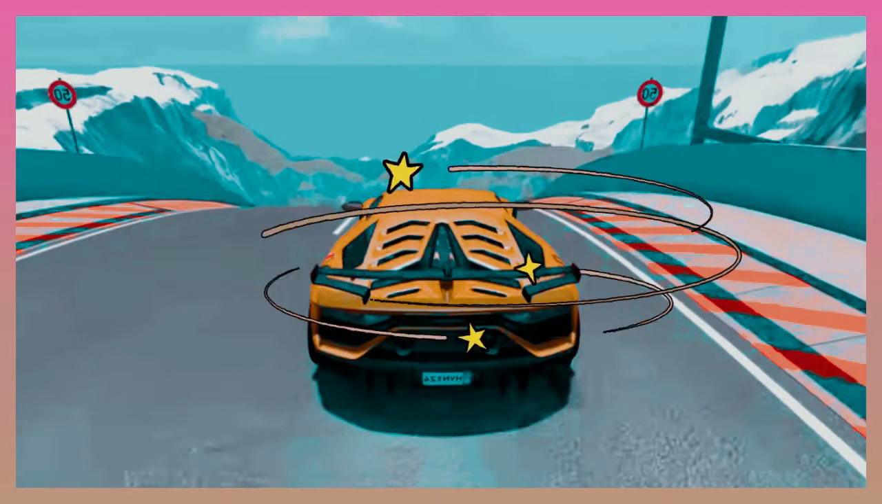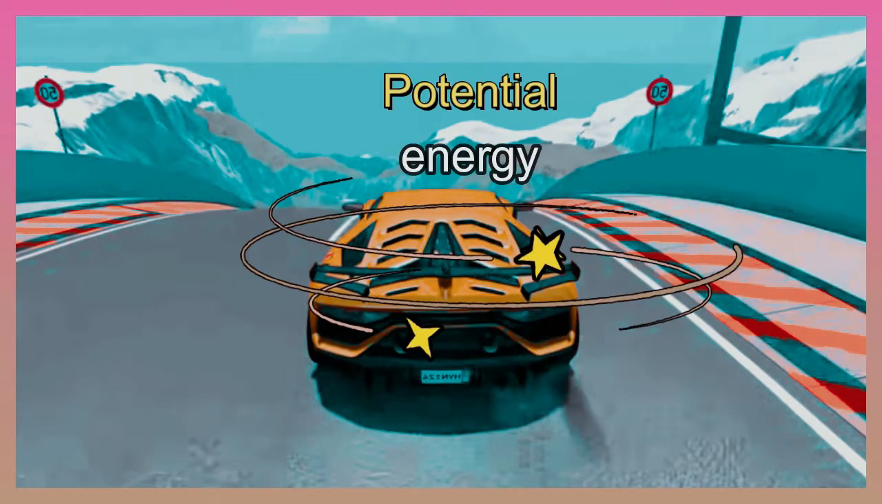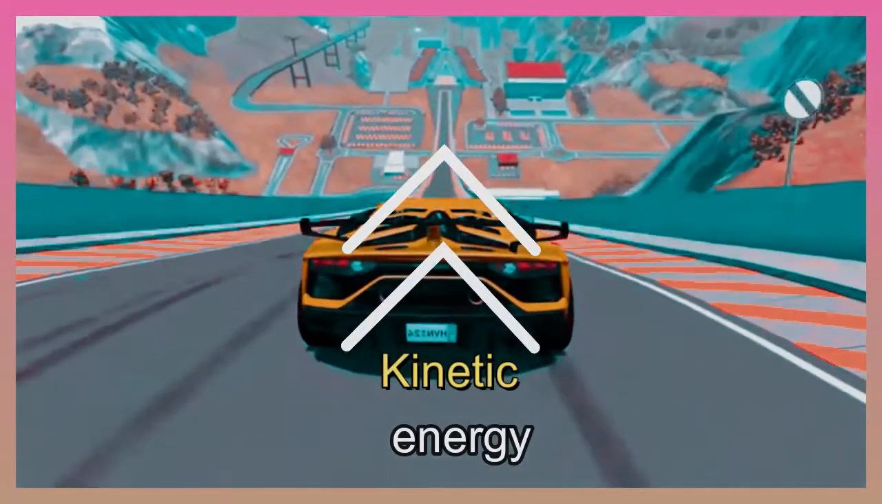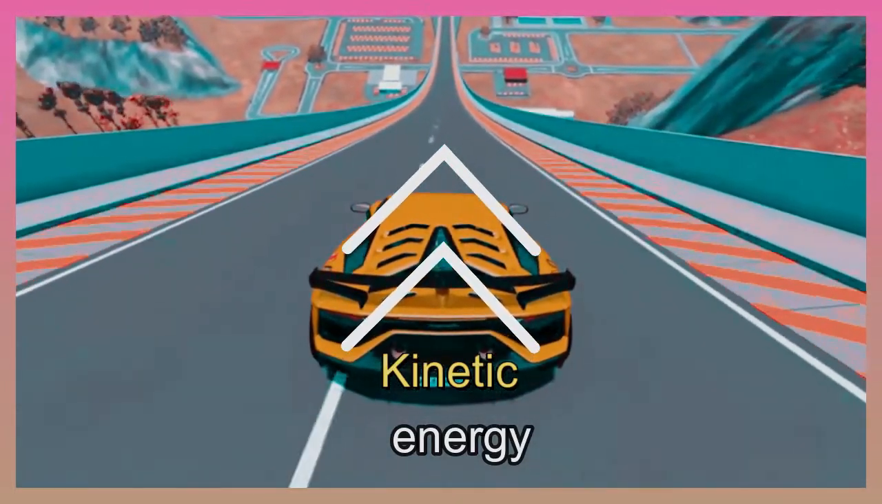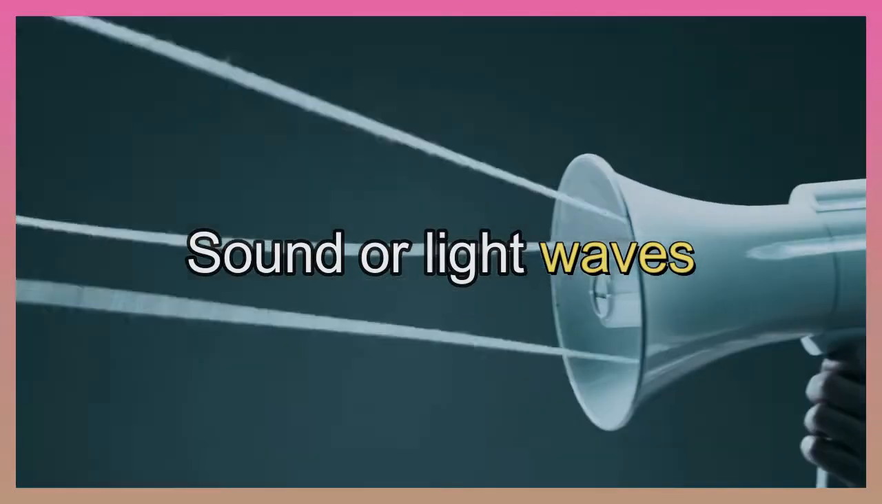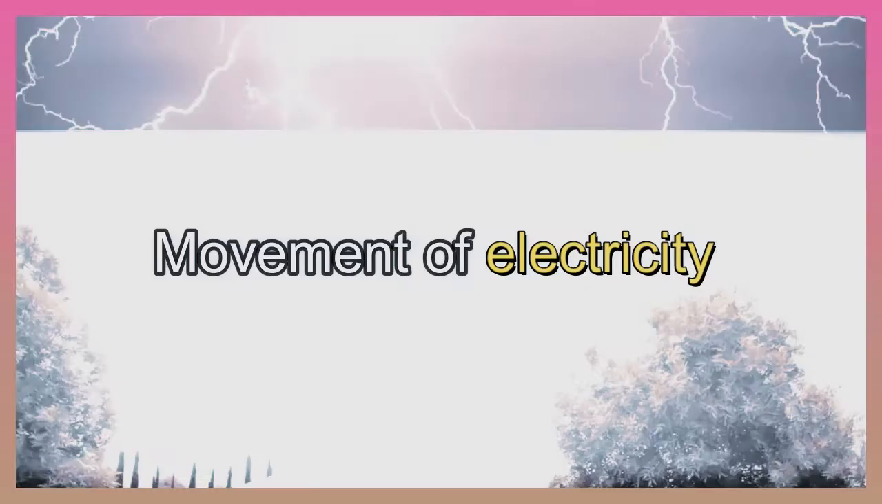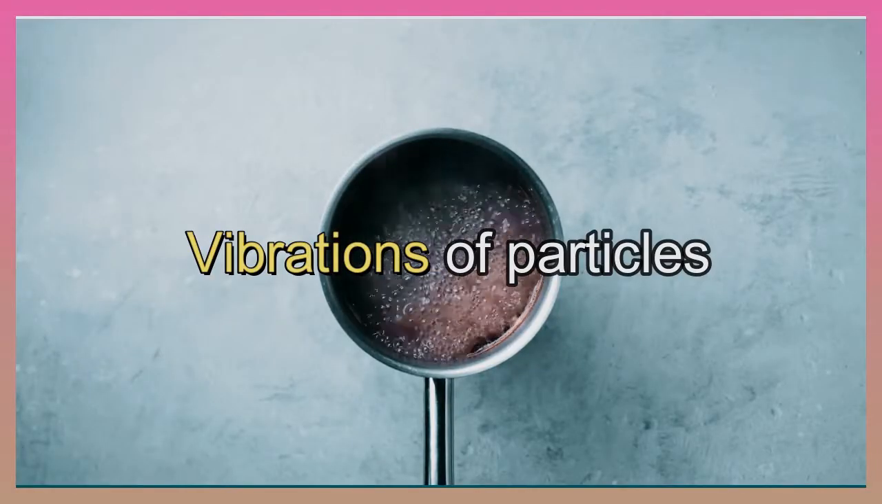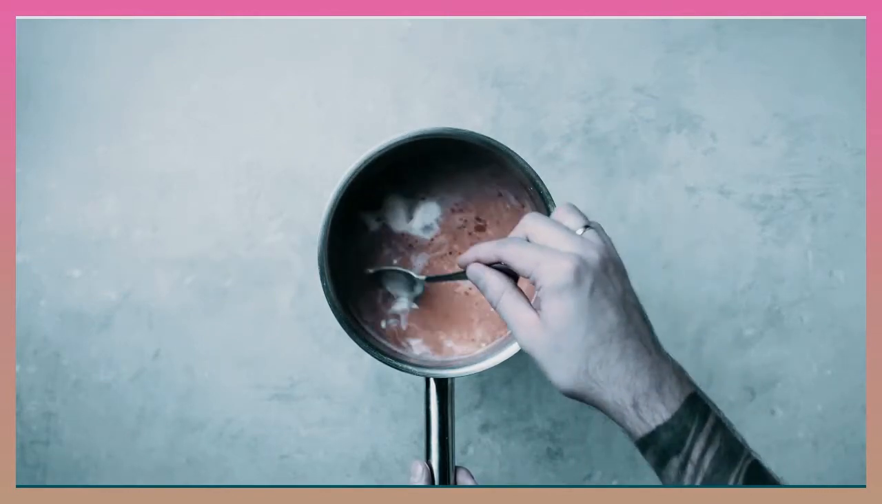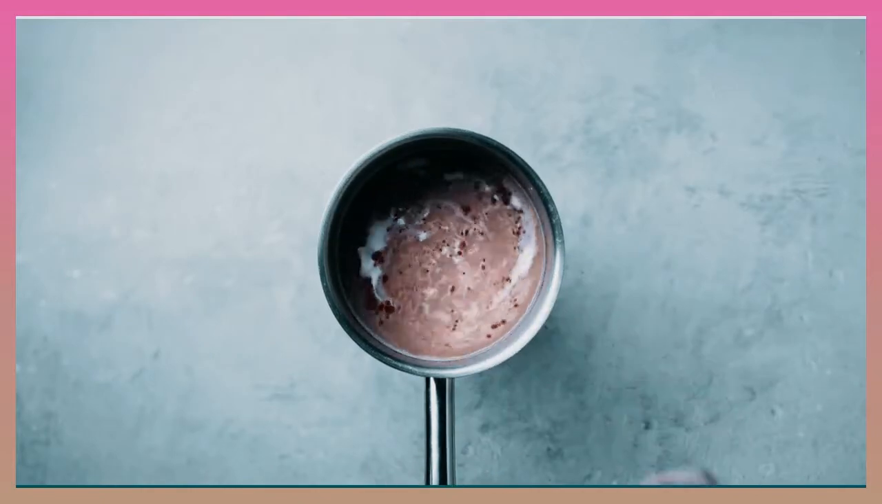Kinetic energy is the movement of something. When you're riding in a car, the car has potential energy when it's parked on a ramp. It has kinetic energy when moving from the top of the slope downward. Kinetic energy also exists in sound or light waves moving through the air, movement of electricity through a wire, and vibrations of particles in a substance as it heats up. This means that sound, electrical energy, and thermal energy are all types of kinetic energy.